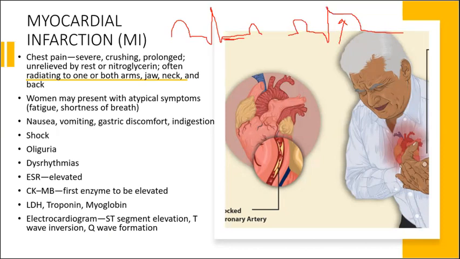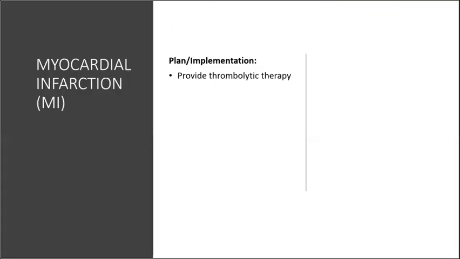What's our plan for this client? Again, we want to provide thrombolytic therapy. So we're going to administer drugs that are clot busters. They're going to help to dissolve the blood clots that have blocked those arteries. For example, streptokinase or rTPA, recombinant tissue plasminogen activator. This is going to help to dissolve the thrombus in the coronary artery. Again, you want to give it within 6 hours of onset.